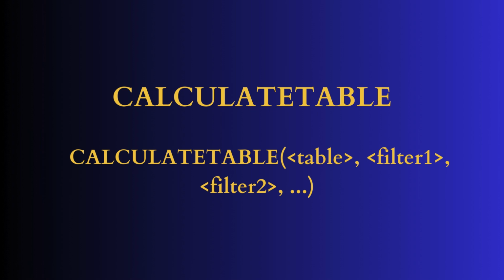Now let's explore the CALCULATETABLE function. This function is used to return a table that has been filtered based on a specific criteria. It's particularly useful for creating dynamic tables based on complex conditions. Here is the syntax of CALCULATETABLE. First, we will get a keyword CALCULATETABLE and then we will insert the table name and then we will apply the filters. The table is the table that is to be returned, and the filters are the conditions to apply to filter the table.